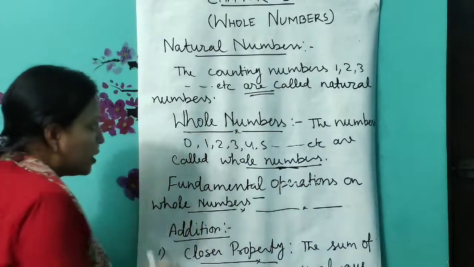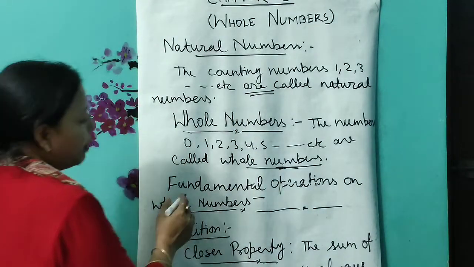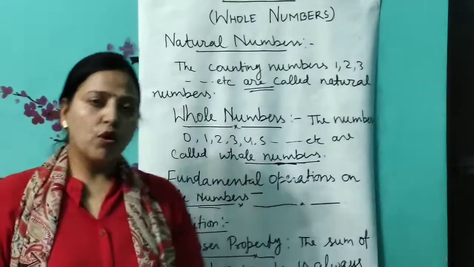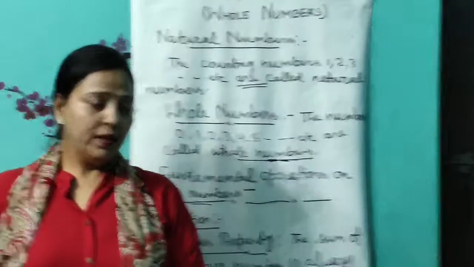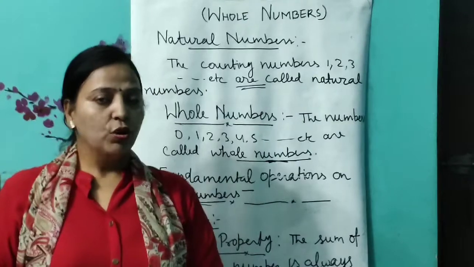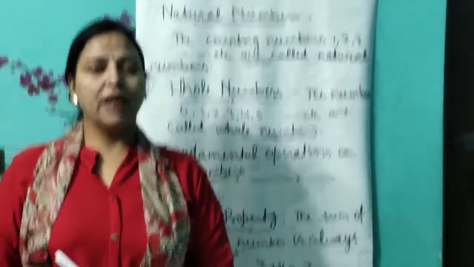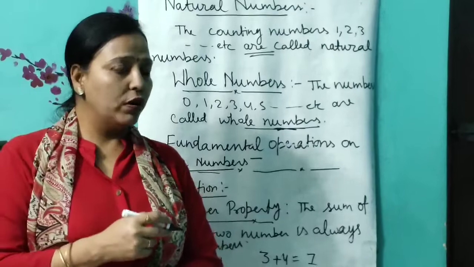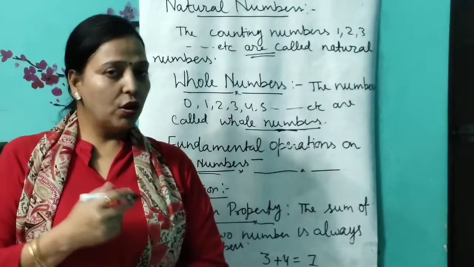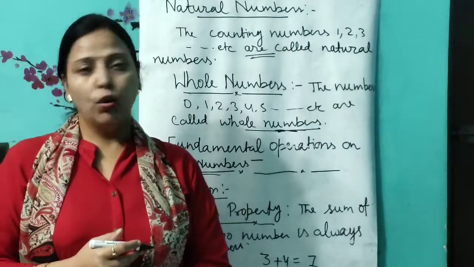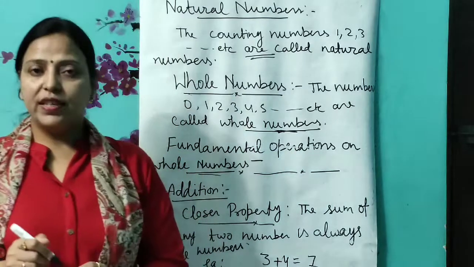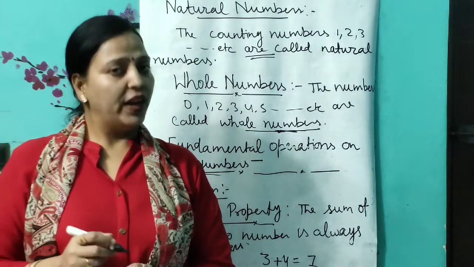What we will study in this lesson here is fundamental operations on the whole numbers. As you know, there are four basic mathematical operations, that is addition, subtraction, multiplication and division. So we will study here what happens when these basic operations are performed on whole numbers, and what are the rules and laws which we use in case of whole numbers. In that, first one is addition, so first we will discuss the properties of addition.